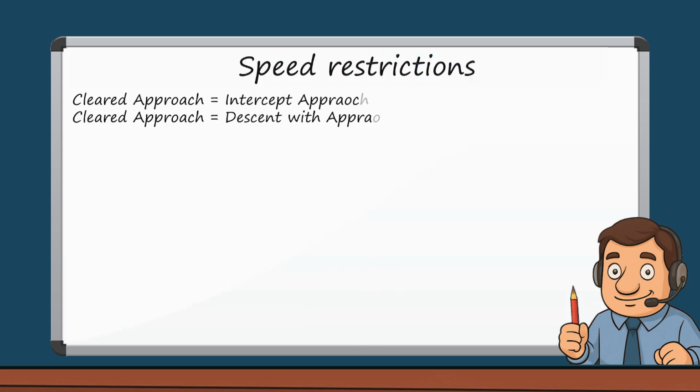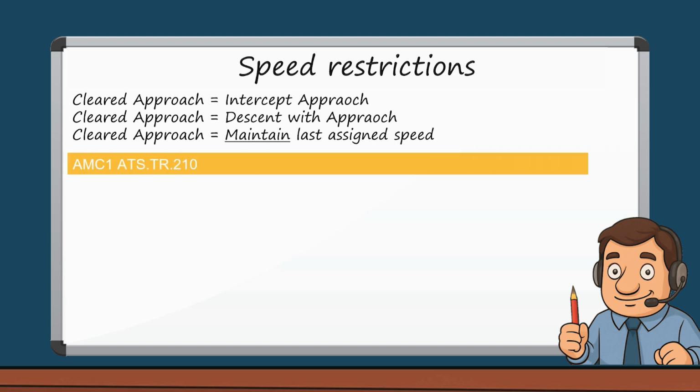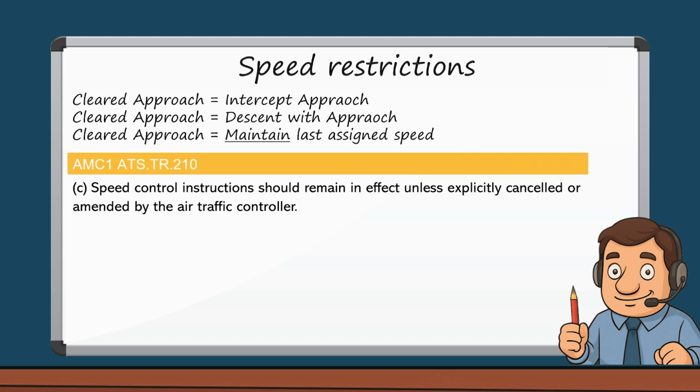You see, unlike altitude and path, which are automatically invalidated once a pilot is cleared for approach, a speed restriction actually stays in effect even after the approach clearance. Acceptable Means of Compliance for TR 210 very clearly states, speed control instructions should remain in effect unless explicitly cancelled or amended by the air traffic controller.